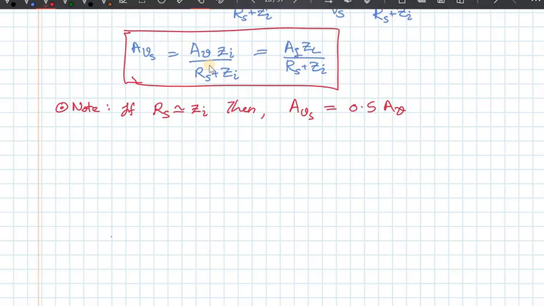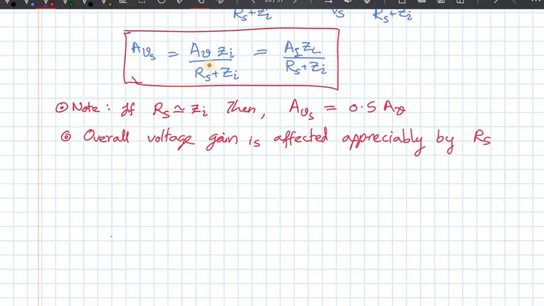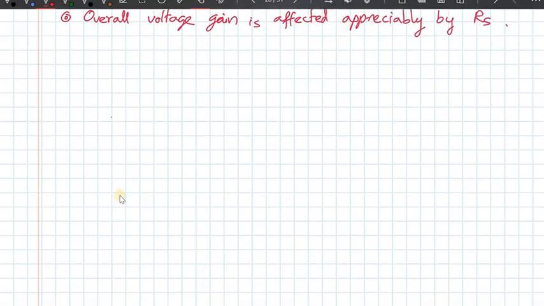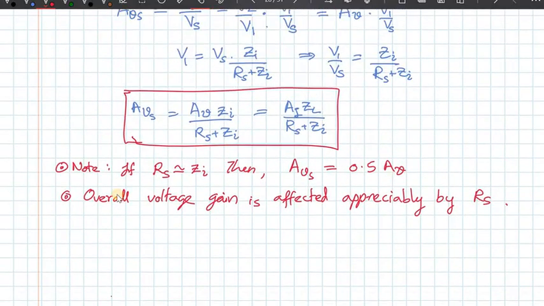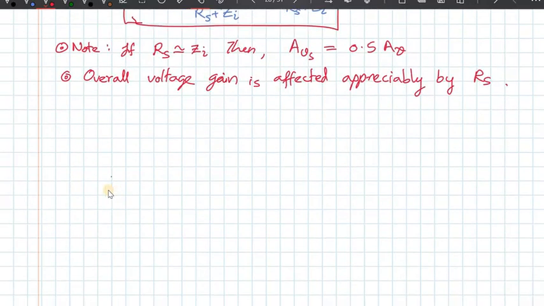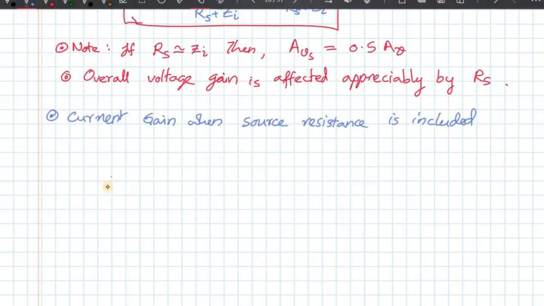The second one that we need to note is our overall voltage gain AVS is appreciably affected by RS, the output resistance of the source. So those we need to remember. The next thing: if the voltage gain is going to get affected by this, why not find what's going to happen to the current gain when the source resistance is included.